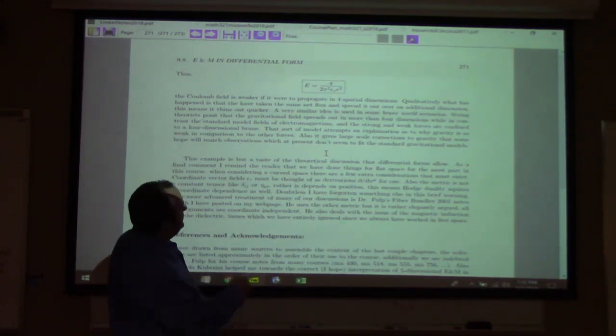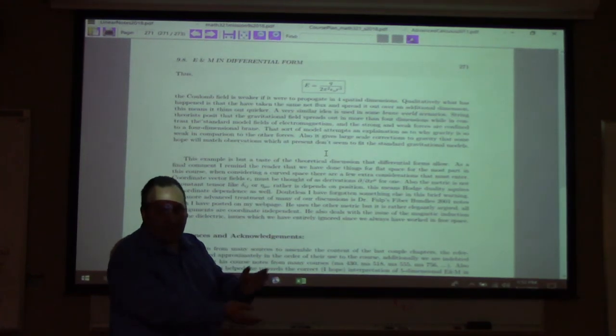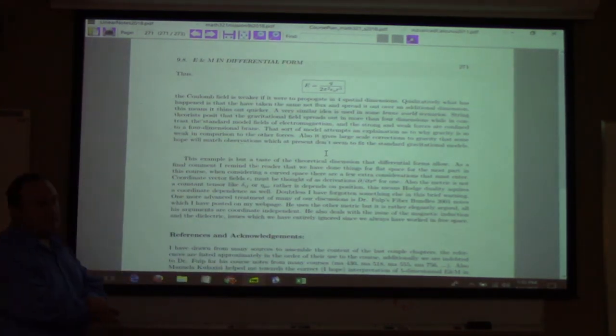The reason that you guys have 4 pi epsilon naught r squared is because the surface area of a sphere is 4 pi r squared, right? In 3 dimensions.